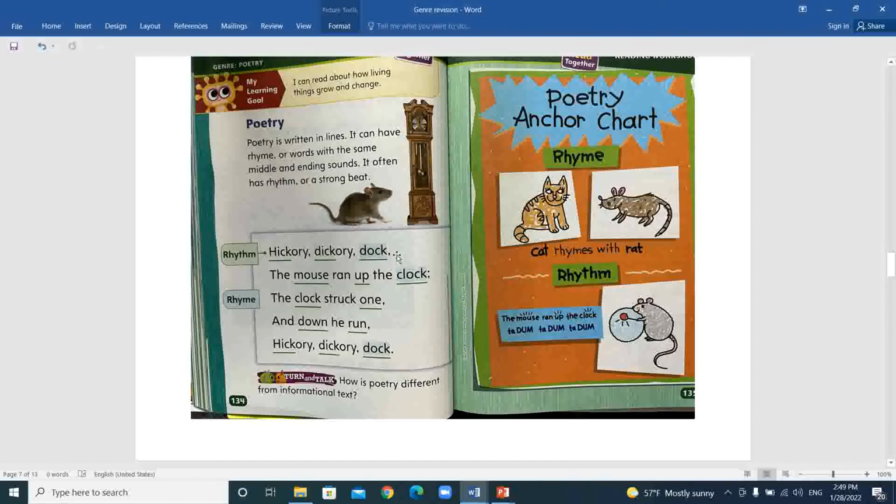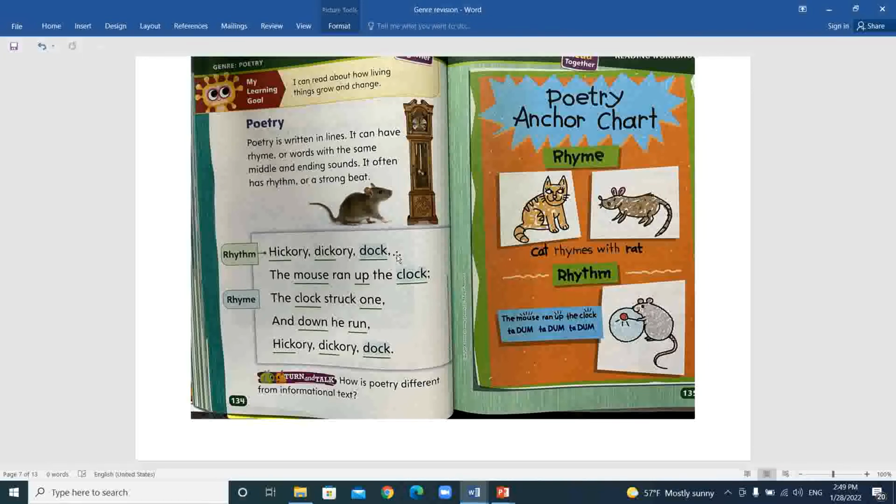Okay? What's the meaning of rhyming words? Words that have the same ending sound. Okay? So they sound the same at the end. Like kite and night. Bite and light. Cat and rat. They sound the same. Not in the beginning of the word. No, at the end. What else?